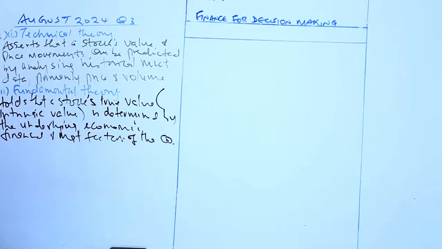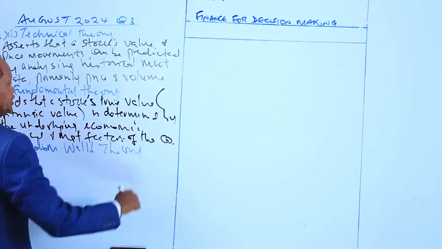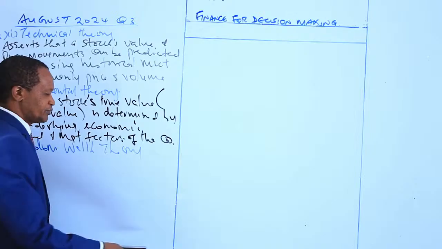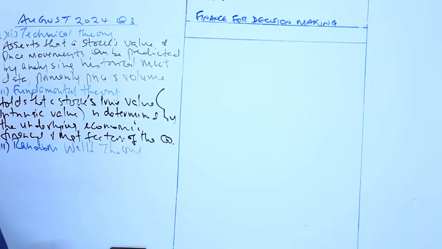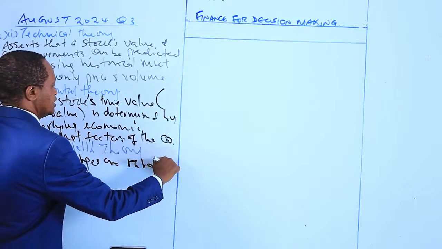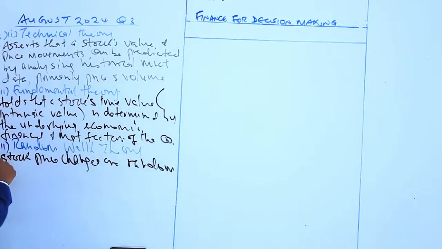Then we have random walk theory, number 3. Random walk theory is yet another stock valuation theory. It posits that stock price changes are random and unpredictable. They are random and unpredictable.